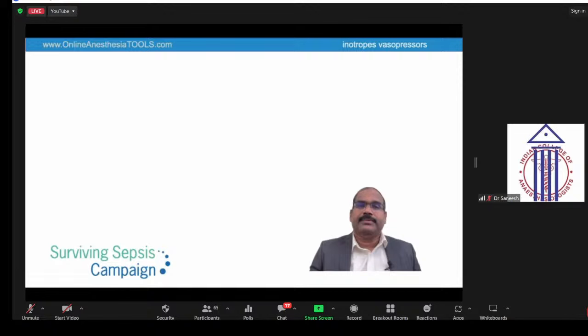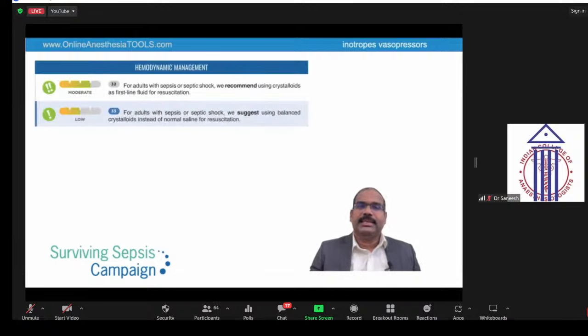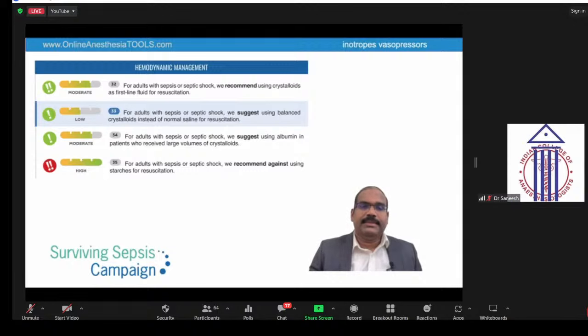Fluid therapy is the first line management of septic shock. Fluid resuscitation should be initiated promptly but with caution, because positive fluid balance could lead to higher mortality rates. The choice of IV fluids is well discussed in the Surviving Sepsis guidelines. For adults with sepsis or septic shock, this guideline recommends using crystalloids as the first line of fluid for resuscitation. They also suggest using balanced crystalloids as against normal saline for resuscitation. For adults with sepsis or septic shock, they suggest using albumin in patients who have already received large volumes of crystalloids. And they also recommend against using starches for resuscitation.